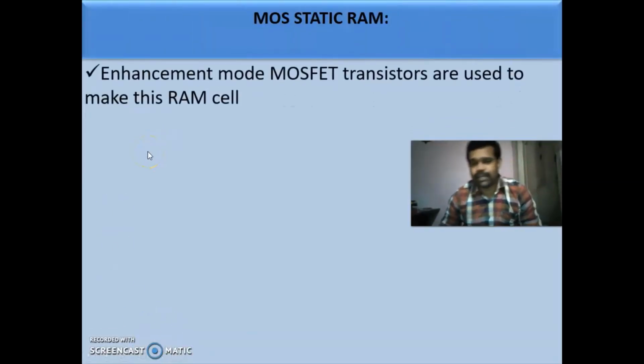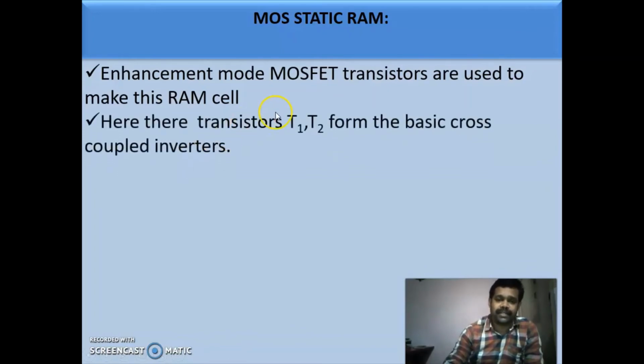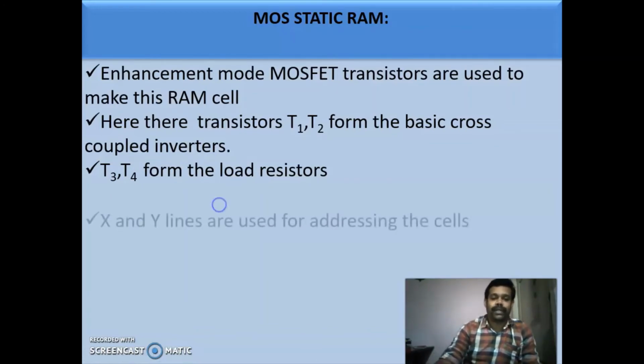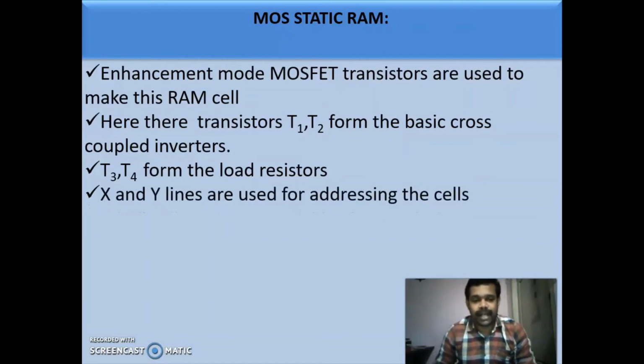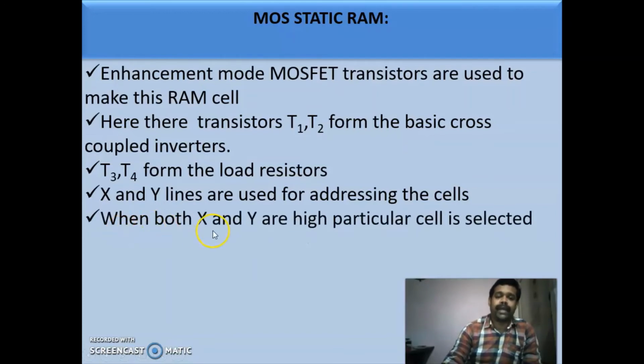Here the MOSFETs being used are enhancement type MOSFETs. Transistors T1 and T2 form the basic cross-coupled inverters, and T3 and T4 form the load resistors. The X and Y lines are used for addressing the cells.